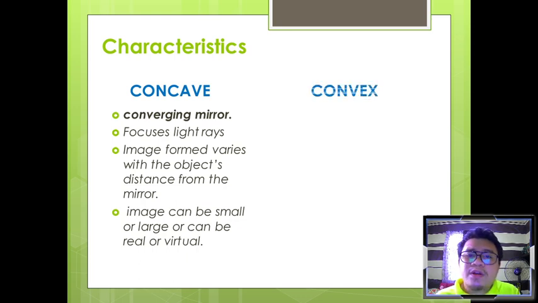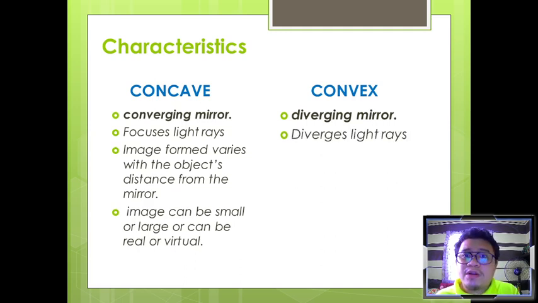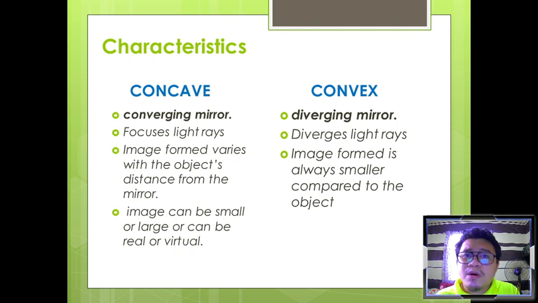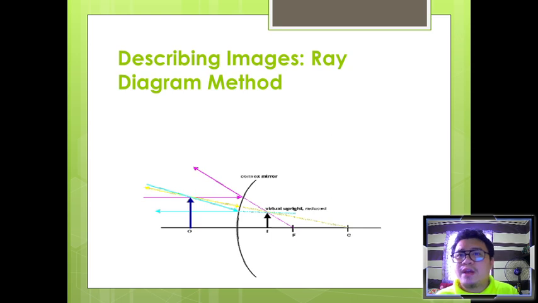In contrast, convex mirrors are called diverging mirrors because they diverge or scatter light rays. In this case, the images formed by convex mirrors are always smaller and virtual compared to the object. Those are the main characteristics and differences between these two types of mirrors in terms of their image characteristics. So, how do we usually describe the images formed by these mirrors?